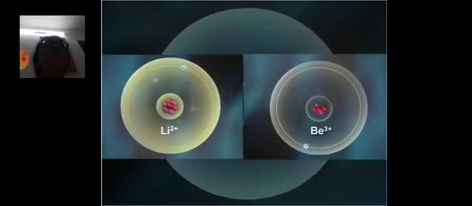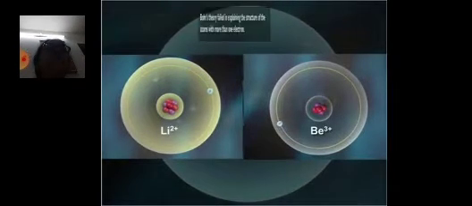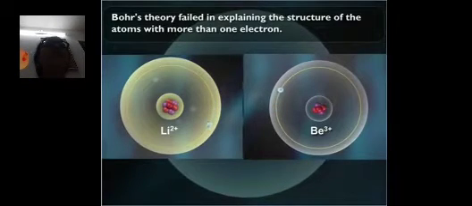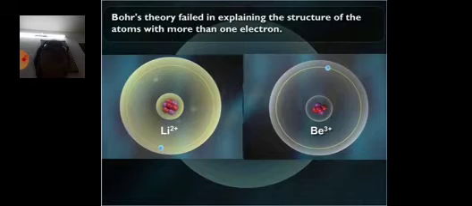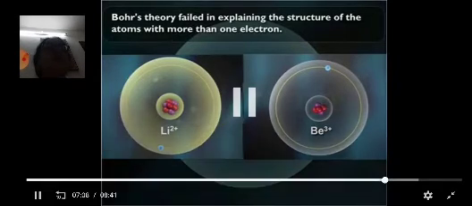So these postulates explain the hydrogen atom, and Bohr's model also explains ions like lithium plus 2 and beryllium plus 3. So Bohr's theory failed to explain the structure of atoms with more than one electron.